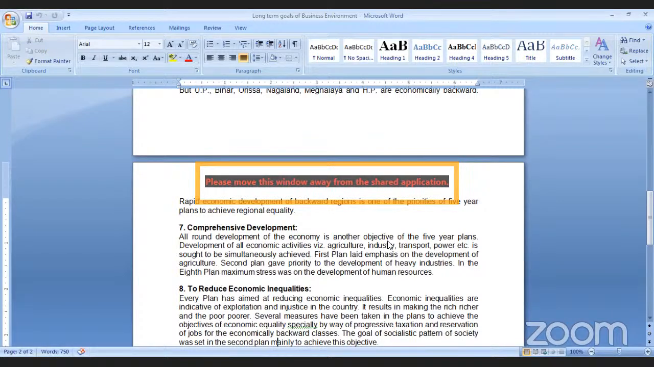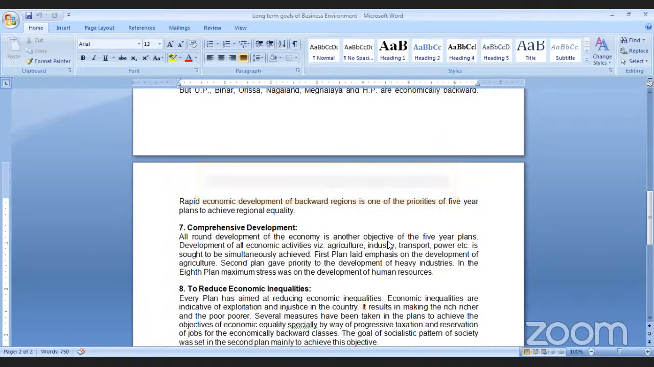So in any country, you see, the rich become richer and the poor become poorer. That is called economic inequality.